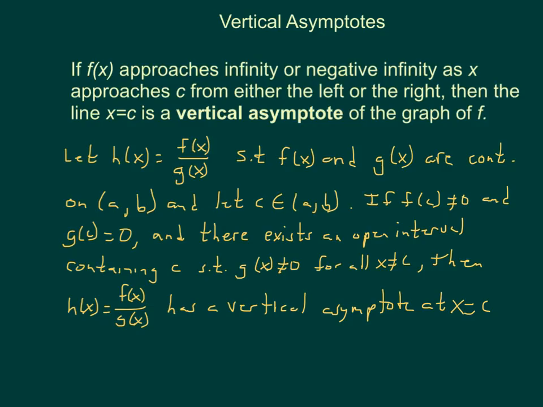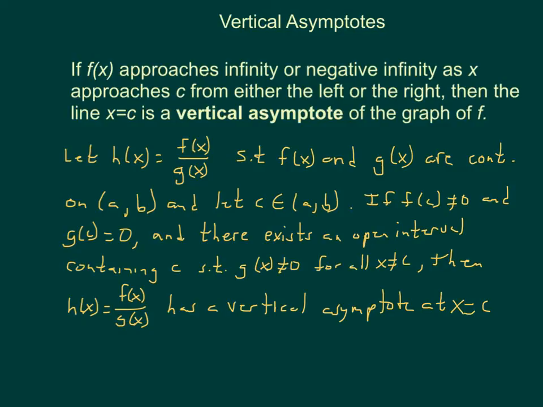Now, in terms of vertical asymptotes, if f of x approaches infinity or negative infinity as x approaches c from either the left or the right side. So now notice what this is saying. All you have to do is from one side be going off to infinity. Doesn't matter what's happening to the other. If from one side you're going off to infinity or negative infinity, then you know you have a vertical asymptote at x equals c.